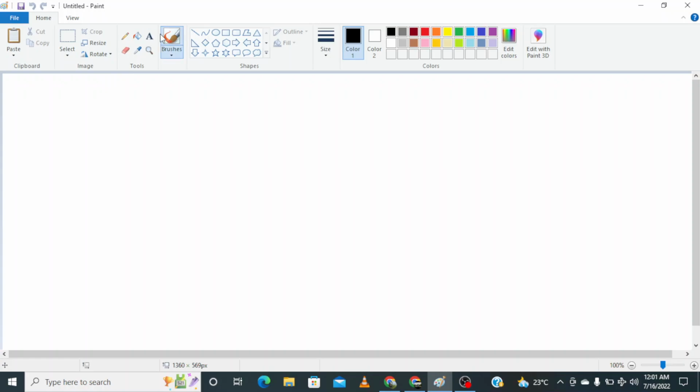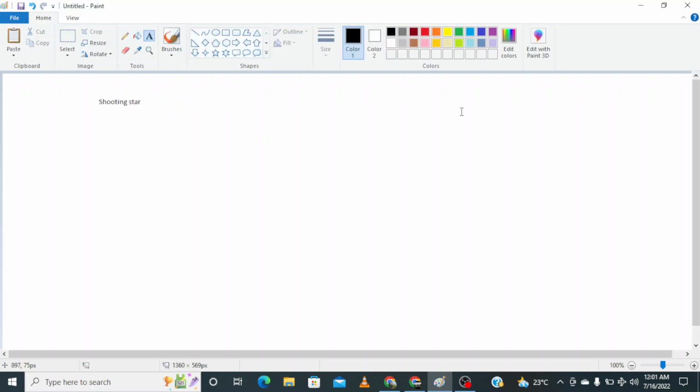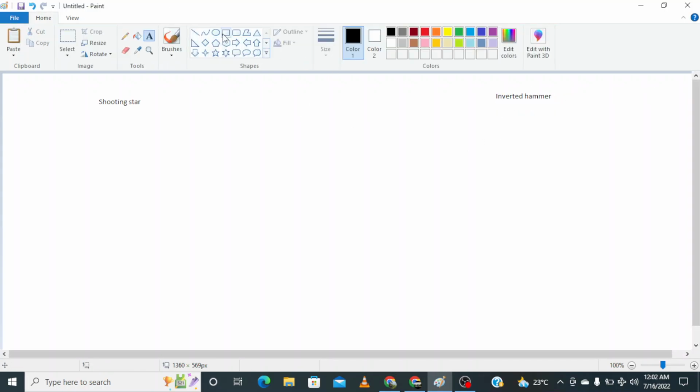It is called a shooting star, or an inverted hammer. It's the same thing, where it is formed gives it a different name. So how does that look now? I'll have to draw it here. Something like this.